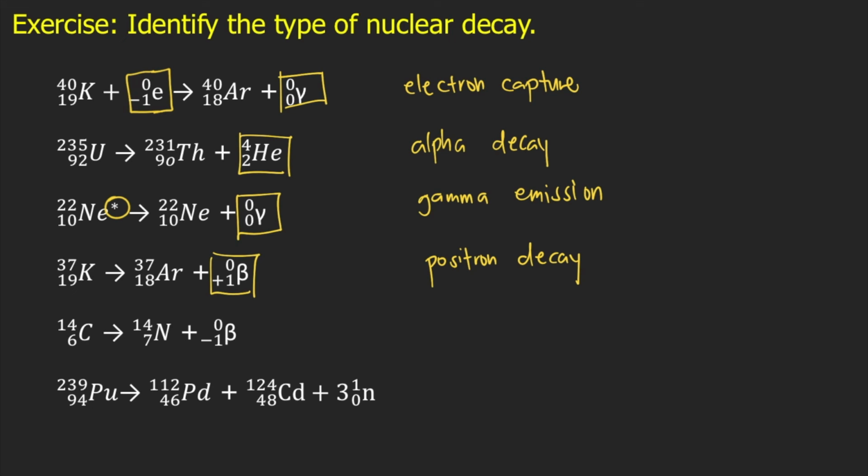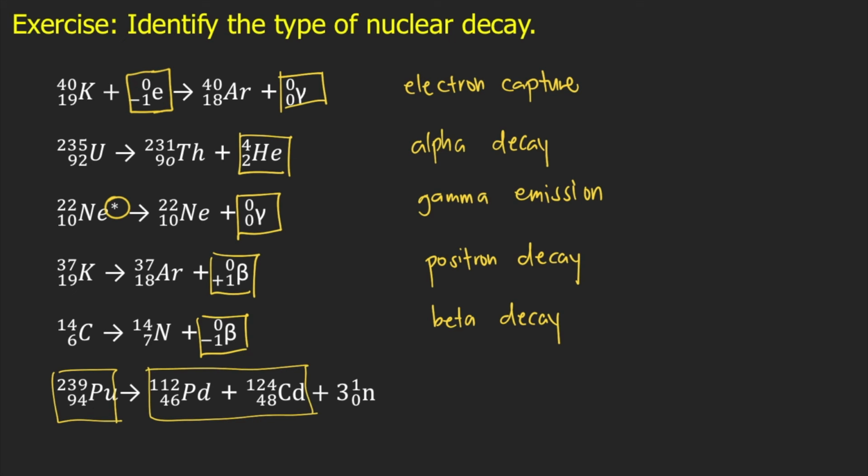Next, a beta particle is emitted. So this is beta decay. And lastly, we have a heavy nucleus and it splits into two lighter nuclei plus neutrons. Based on our previous slide, this is obviously spontaneous fission.